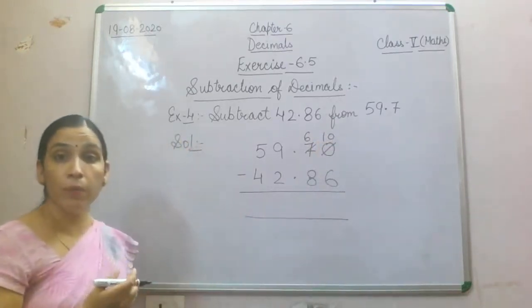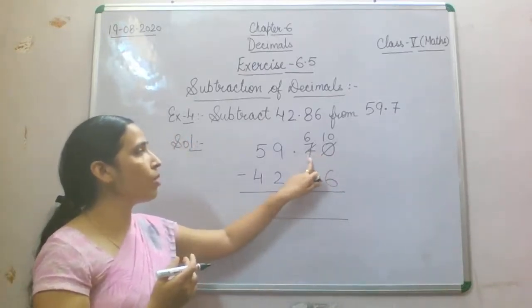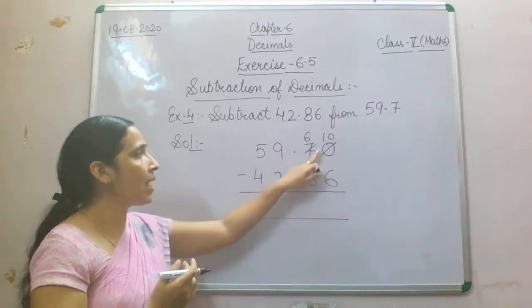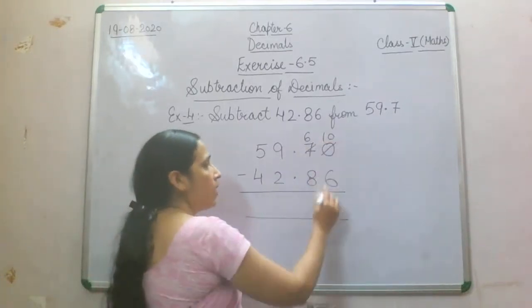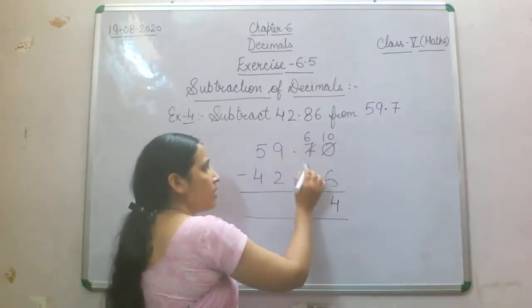Because 0 will borrow, no? Because out of 0 you cannot subtract 6. So this 0 will borrow from 7. So 7 will become 6 and this will become 10. 10 minus 6, what will it become? 4.